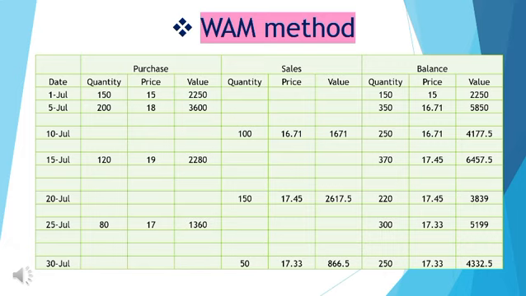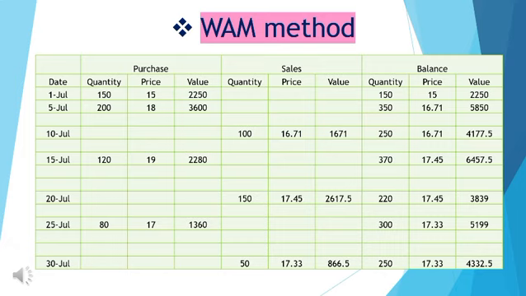So, total units can be calculated as 150 units plus 200 units. Total units are 350. Then the total value can be calculated as 2250 plus 3600. The total value is 5850 rupees. Then the average price can be calculated as 5850 divided by 350. The average price is 16.71 rupees.